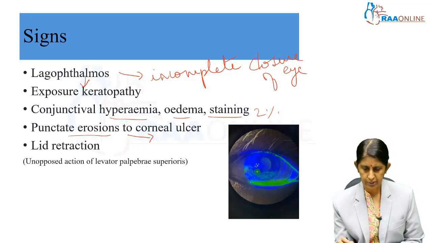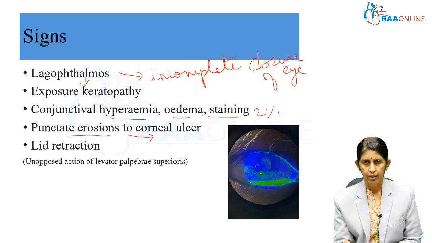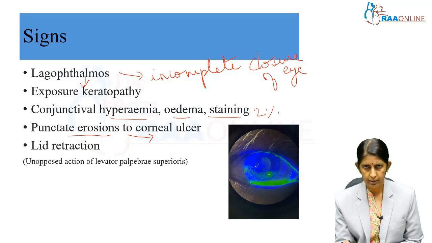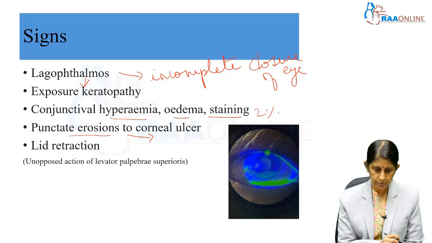That's what you're seeing in this picture. 2% fluorescein has been applied and the patient is being seen under cobalt blue filter, and you can see these small dots here. This is classically exposure keratitis where the punctate erosions have taken up stain. If this is not treated adequately and early, this can progress to a corneal ulcer, and like I mentioned previously, there can be lid retraction due to unopposed action of the levator palpebrae superioris muscle.